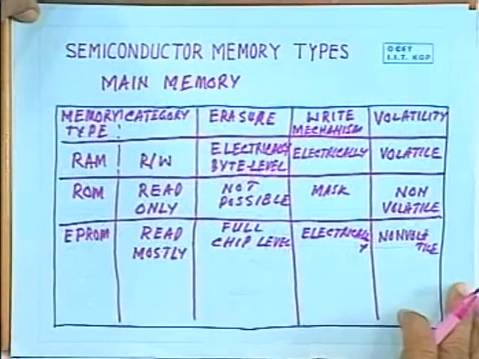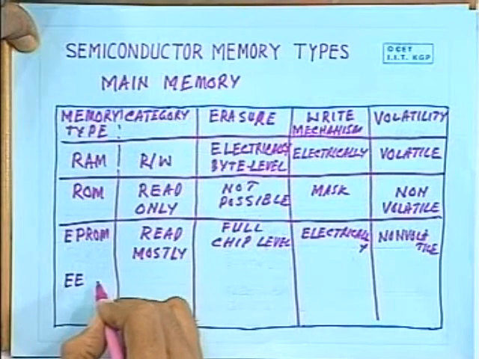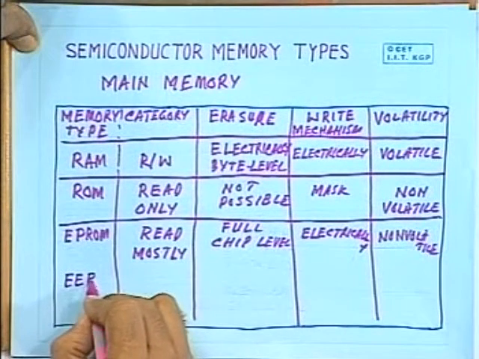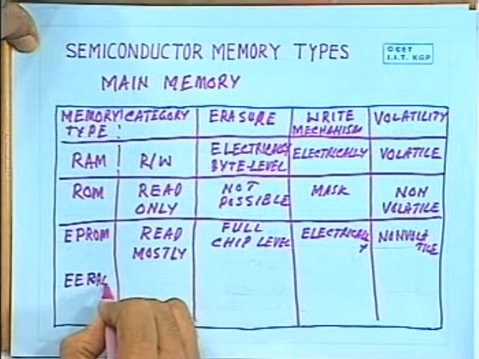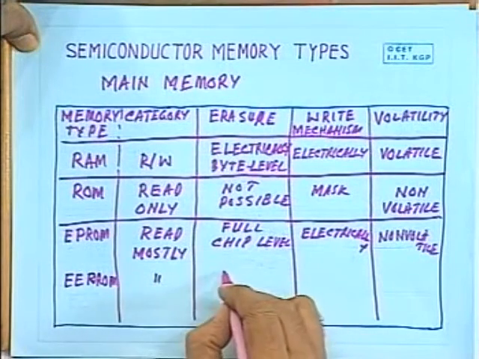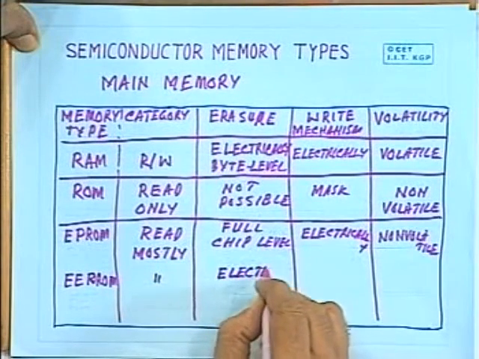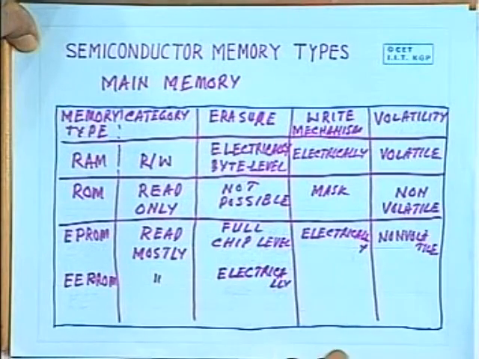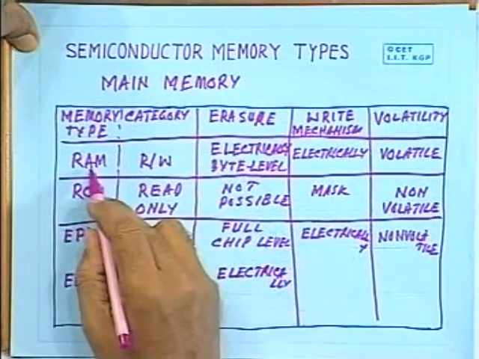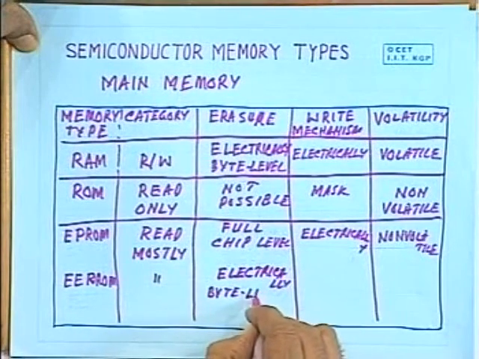On the other hand, whenever you are using it, obviously you can use it online, but then the erasing and writing is very difficult. Another ROM was marketed, which is known as electrically erasable programmable ROM. That means this is read mostly, but in this case you can do modification electrically. And it can be done just like the RAM, at byte level.